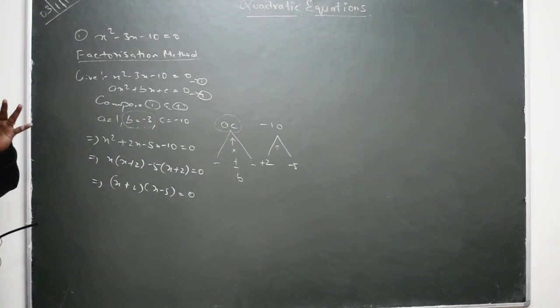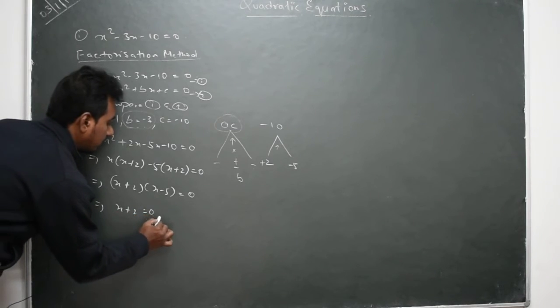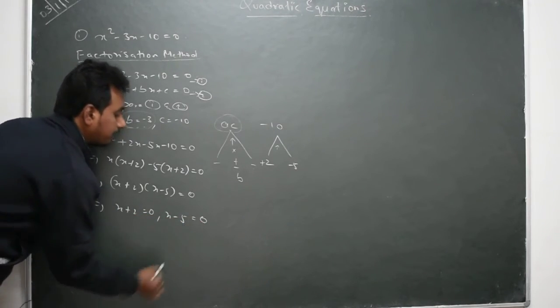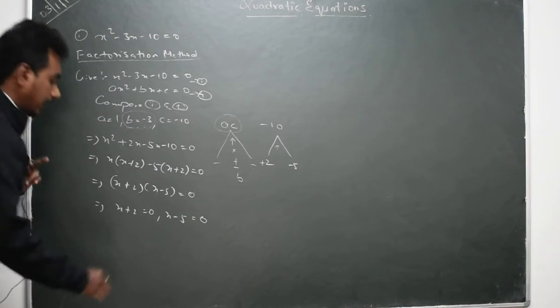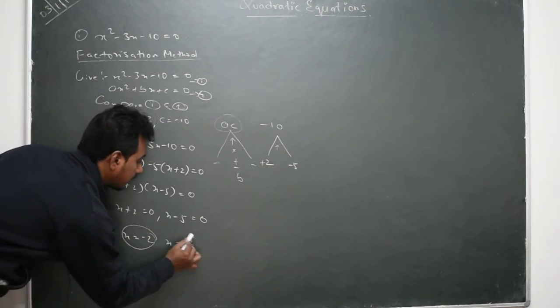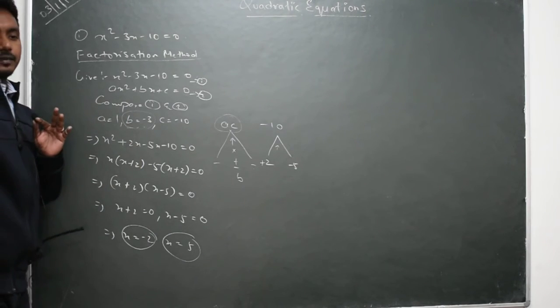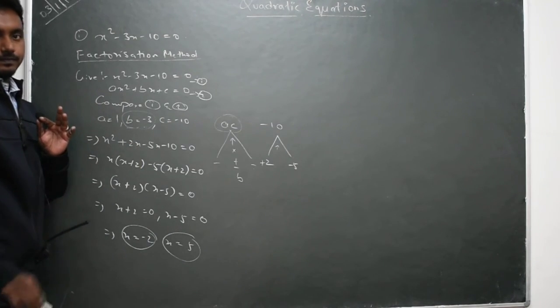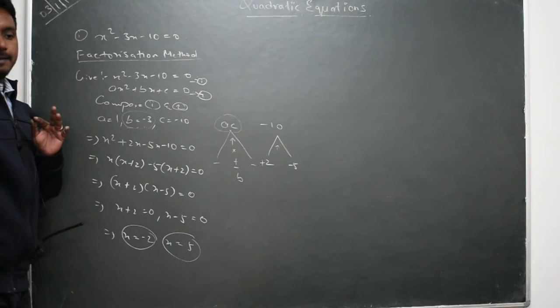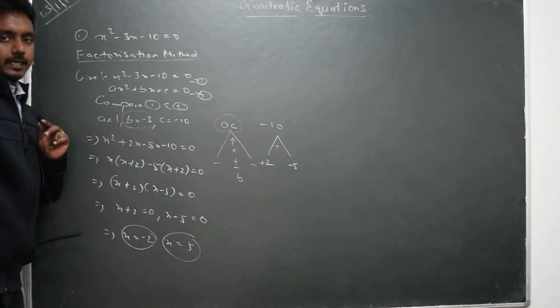Now, equate x plus 2 equal to 0 separately, and x minus 5 equal to 0 separately. So, what is the x value? Minus 2. What is the other x value? 5. These both are your solutions in the factorization method. That's it. Clear? Easy? Let's take it down quickly.